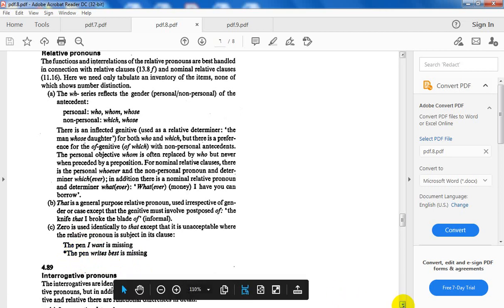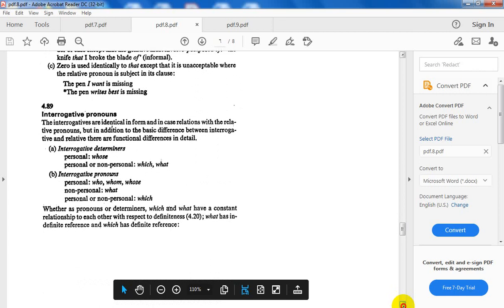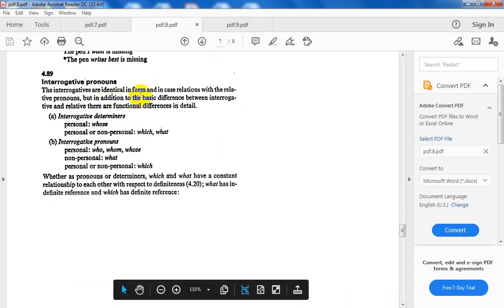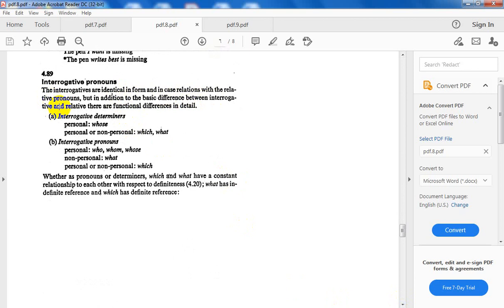What about the interrogative pronouns? They resemble the WH relatives. The interrogatives are identical in form and in case relation with relative pronouns. Meaning, they have what, which, who, in form and in case. But in addition to the basic difference between interrogative and relative, there are functional differences in details. Meaning, they are the same in form and case, but they are different in function. Relative is to relate. Interrogative is some sort of information they try to ask about.